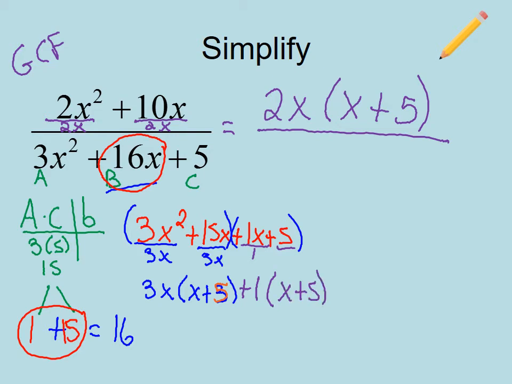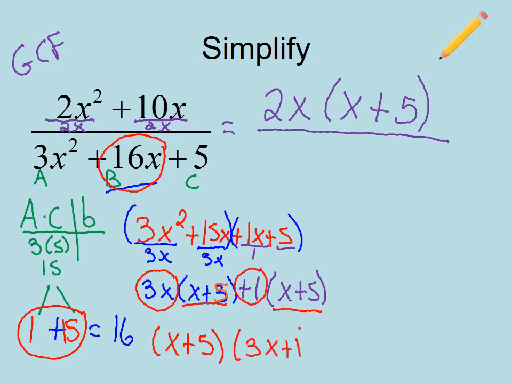Now remembering, when I rewrite this, very, very important, these 2 are the same. So I have x plus 5, and then my leftovers, 3x plus 1. That is now simply factored. That's what's going to be written in my denominator. So I have x plus 5 and 3x plus 1.